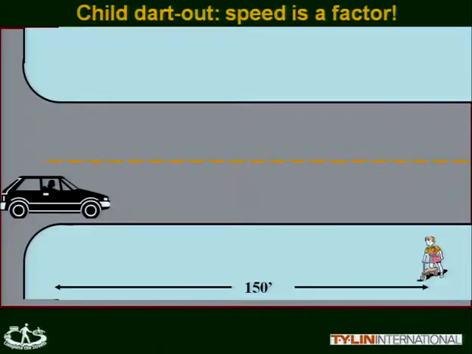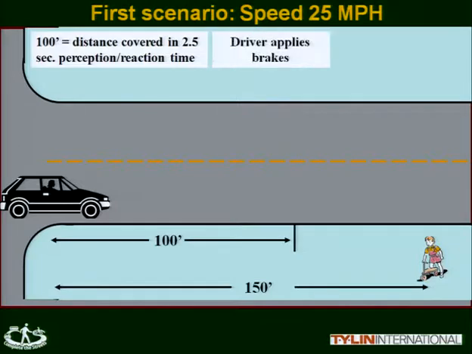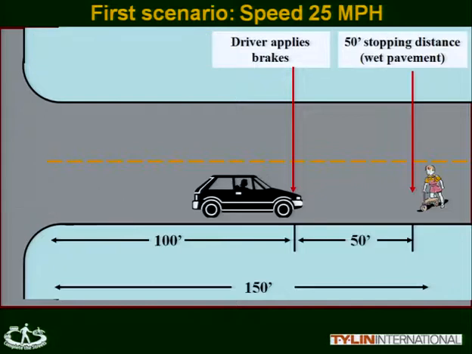Let me put it a little bit differently. So I've got a car that's going 25 miles an hour. A kid darts out 150 feet ahead. At 25 miles an hour, it's going to take 100 feet before you even put on the brakes. That's your perception reaction time, 2.5 seconds. You say, whoa, there's a kid out there, I better stop, and I put my foot on the brake. That's 2.5 seconds, that's 100 feet. Now, fortunately, at 25 miles an hour, you can stop in 50 feet. So if the kid is 150 feet in front of you, pretty good.